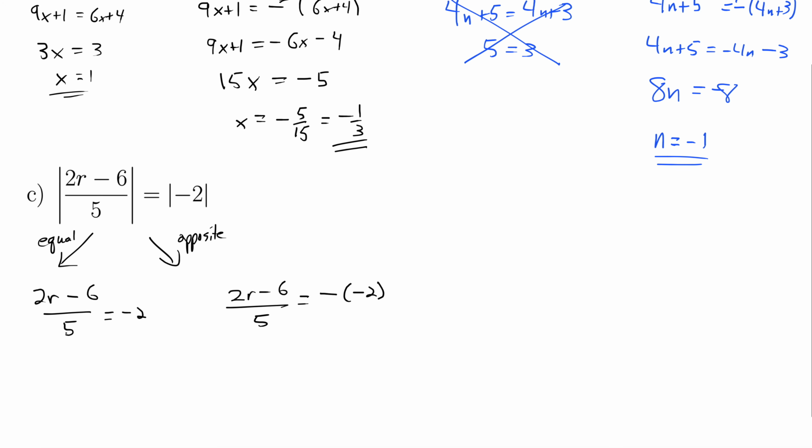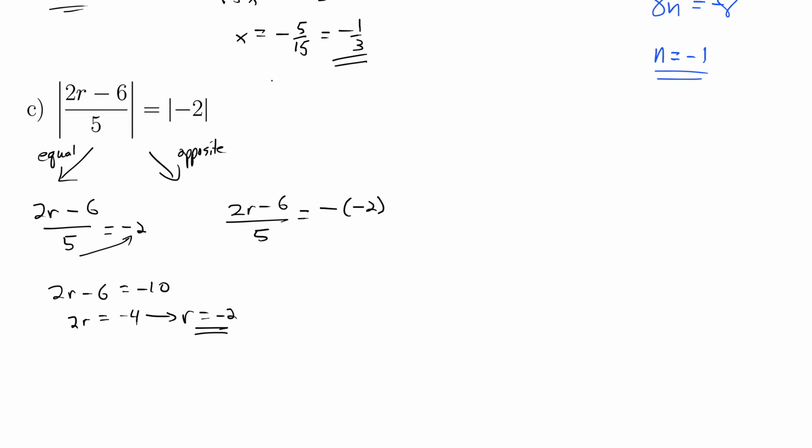Okay, well, here we multiply up by 5 on the bottom, right here. So that gives us 2r minus 6 equals negative 10. So adding 6 to both sides, 2r equals negative 4, which tells us that r equals negative 2. Okay, one down. On the right side here, negative 2 is positive 2. And then we multiply up by 5, we'll get 10. So this gives us 2r minus 6 equals 10. Adding 6 to both sides, 2r equals 16. Dividing by 2, r equals 8. There we go.